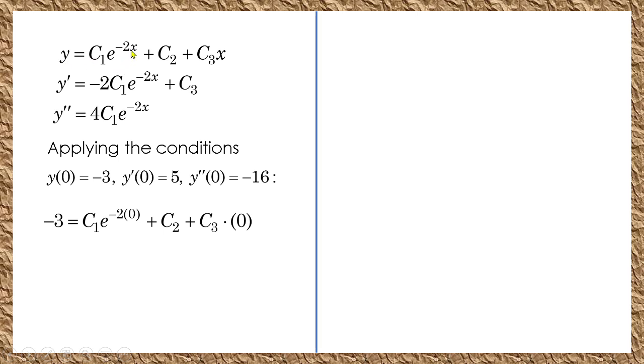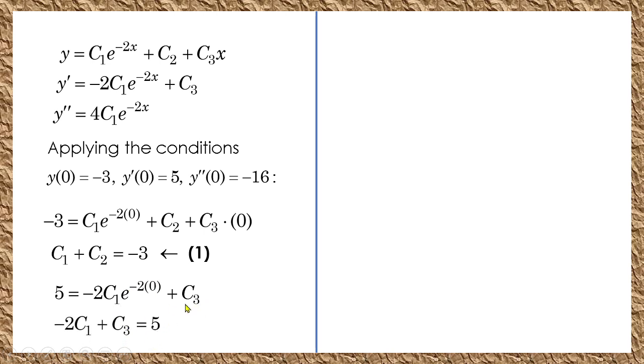Negative 3. Pag ang x ay 0, c sub 1 e to the negative 2 times 0, plus c sub 2 plus c sub 3 times 0. Di 0 na tong c sub 3. Ayan. C sub 1 plus C sub 2, dahil ito, 1, equals negative 3. Equation 1. Ang equation 2, saan naman manggagaling? Dito. Pag ang x ay 0, ang y prime daw ay 5. Sa-substitute nyo lang. Pag sinimplify ito, and then, yung last, ito yung second derivative na nakuha natin sa general solution. Kapag daw ang x ay 0, y double prime is negative 16.